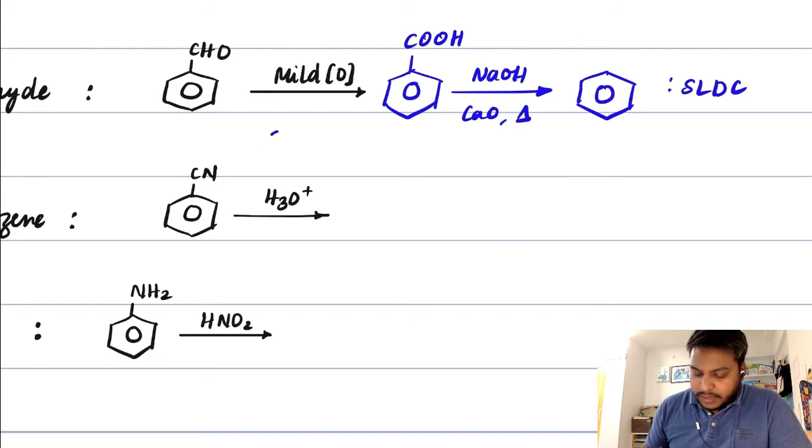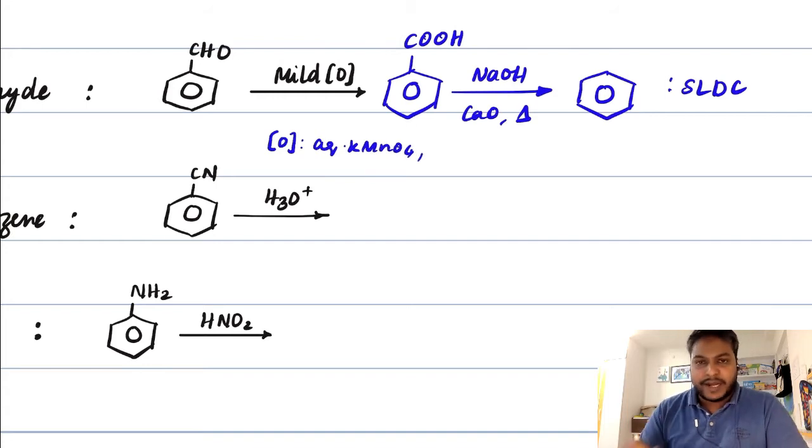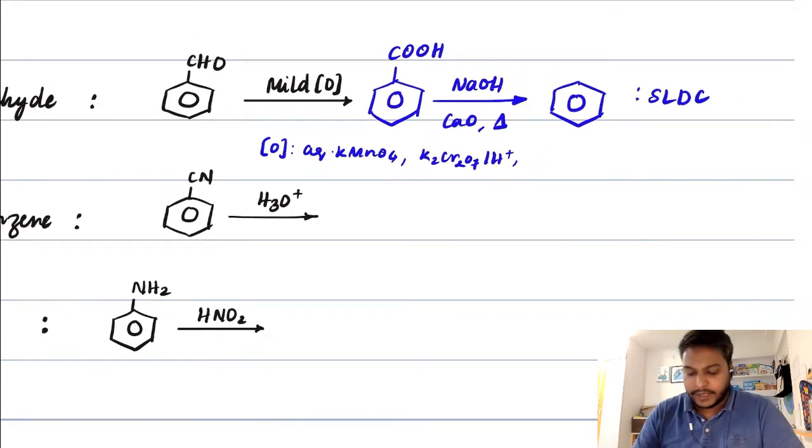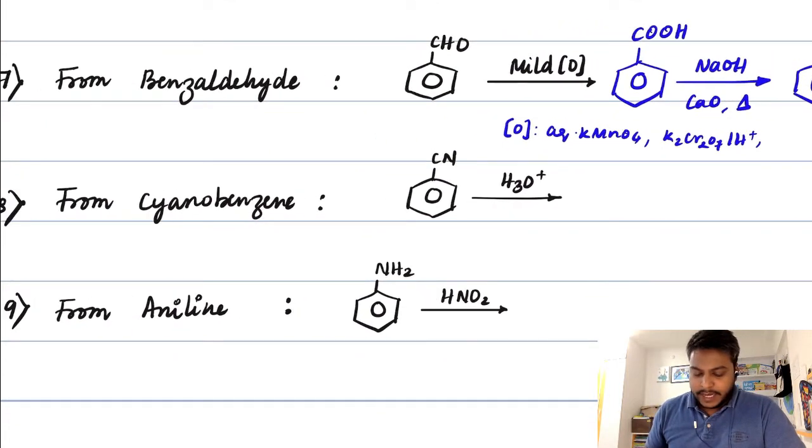The mild oxidizing agents which I'm referring to could be aqueous KMnO4. We can use that, right? Well, it is not mild, but it will definitely help aldehydes to convert into acids. We can take K2Cr2O7 in the presence of H plus. Fine. Next, see the reaction with cyanobenzene.